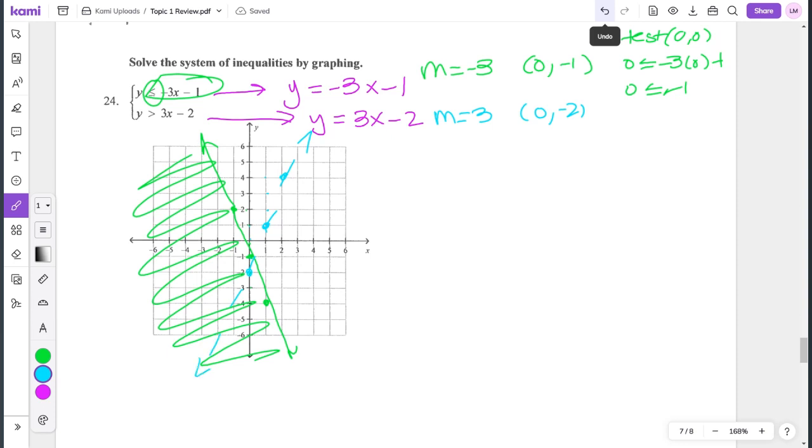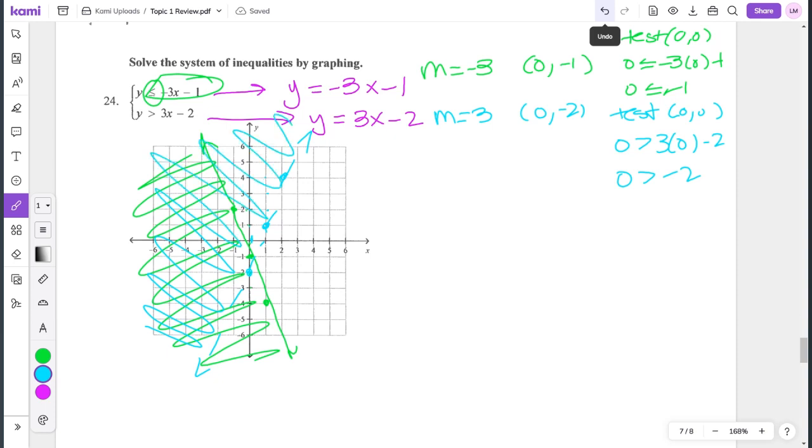All right, now I'm going to test 0, 0 again. So 0 is greater than 3 times 0 minus 2. 0 is bigger than -2. That is true. So for the blue line, 0, 0 is right here. So I'm going to shade this direction. So you can see where I have shaded twice where the green and the blue overlap. So all in this section right here.